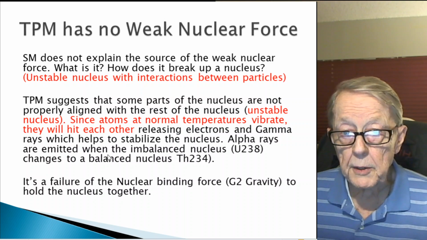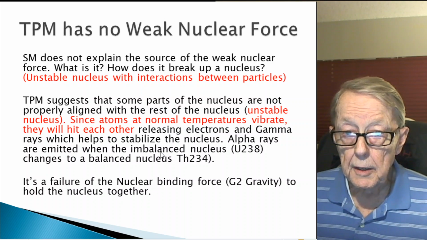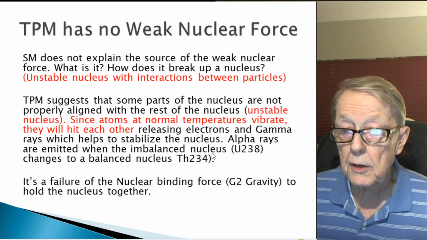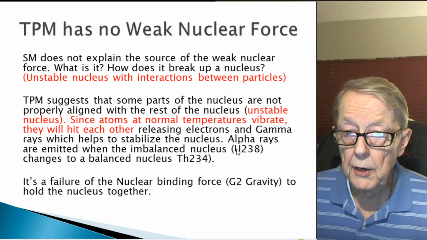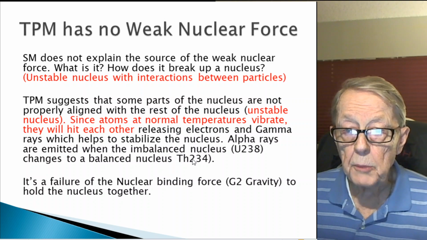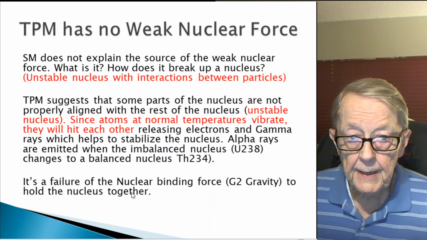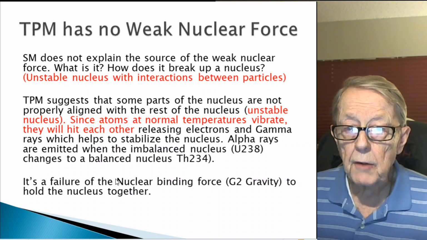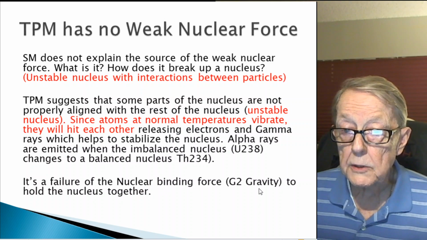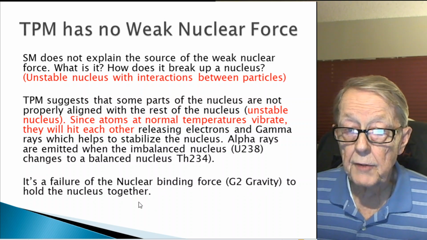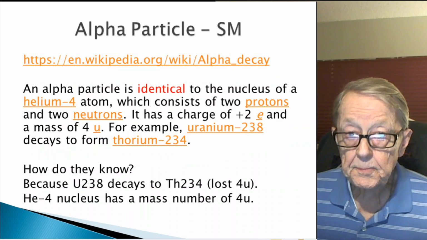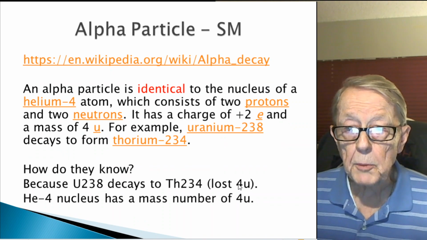Alpha rays then are emitted when the imbalanced nucleus converts to a balanced nucleus, and in any number of examples, uranium-238 changes to thorium-234. It's a failure of the nuclear binding force, which in the particle model is G2 gravity, to hold the nucleus together because it's unstable. So let's start with the alpha particle.